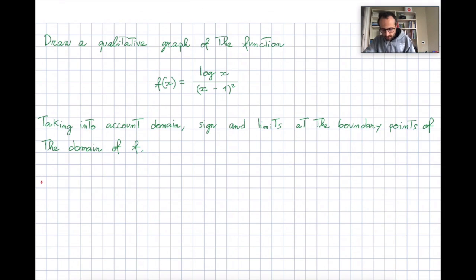We start with the domain. As you can see from the formula here, we've got a log and we've got a denominator, so we have to take these two parts into account. First thing, log x. If we have log x, you remember that x has to be positive. So this is the first condition.